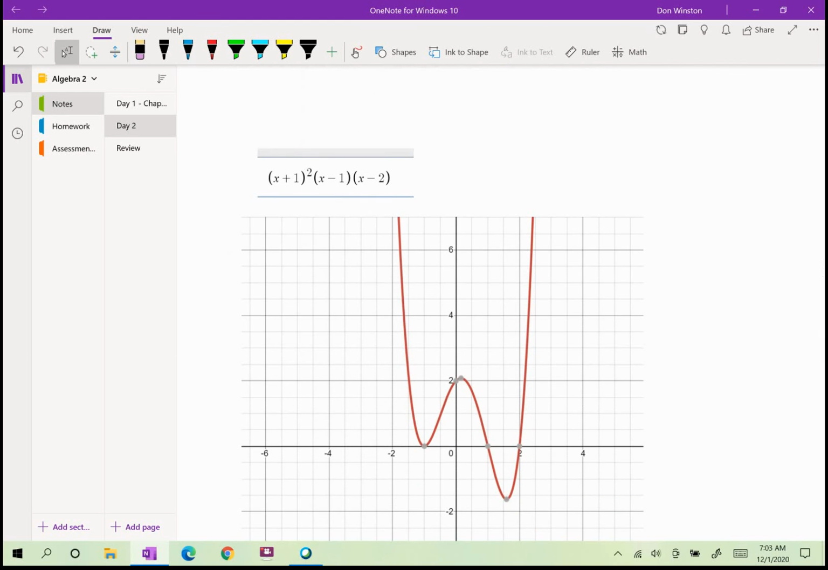And then one more here. Okay, so here, what degree do I have here? So 2, 1, and 1, that's degree 4. Okay, it's a positive leading coefficient, so it goes up on both ends. So notice right here, this would be a local max.